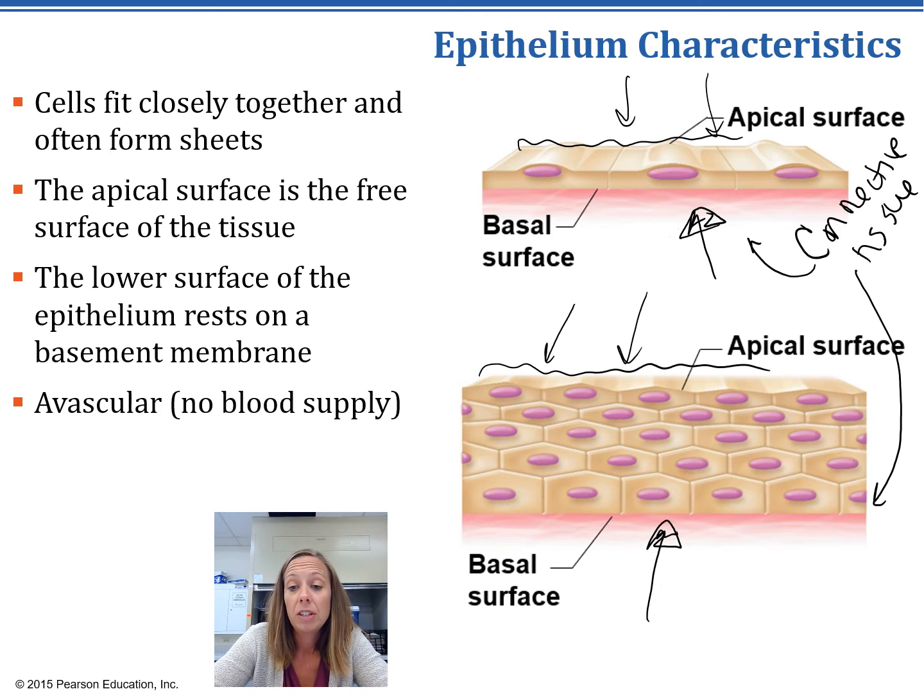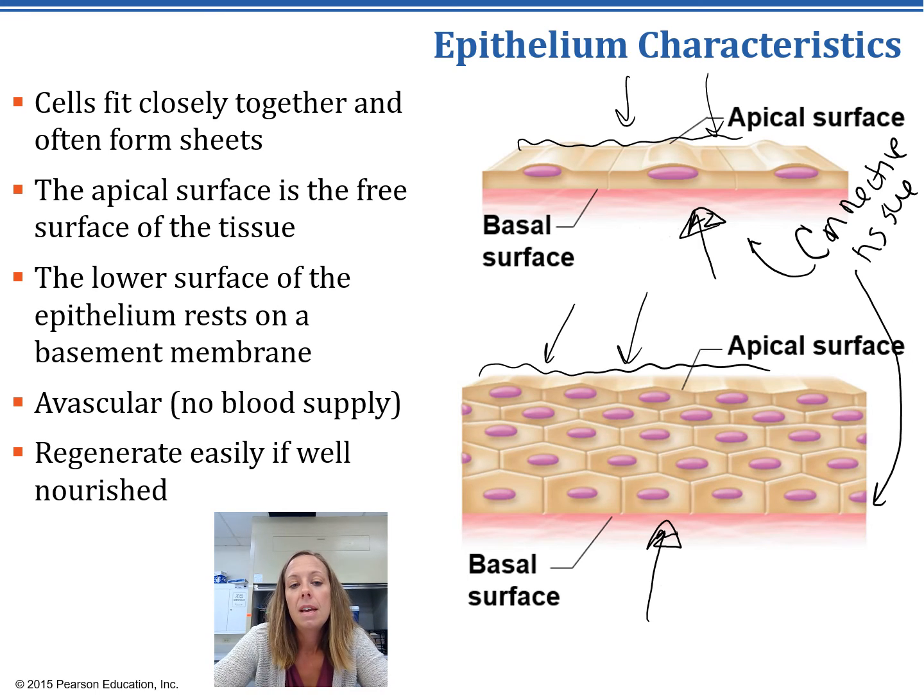Epithelial is avascular, meaning it does not have a blood supply directly to it. Everything is going to diffuse from the connective tissue underneath. That's why you can pull off layers of skin and it doesn't bleed right away. And epithelial tissue is going to regenerate easily, so it grows easily. You can get new skin, right? You skin your knee, more skin forms. Okay.